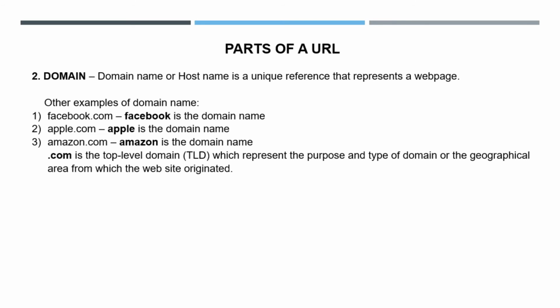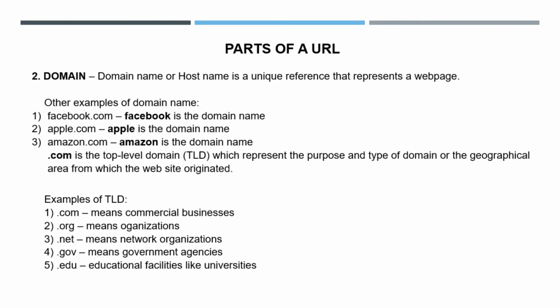.com is the top-level domain, or TLD, which represents the purpose and type of domain, or the geographical area from which the website originated. Other examples of TLD: .com means commercial businesses, .org means organizations, .net organizations as well, .gov for government agencies, and .edu for educational facilities like universities.